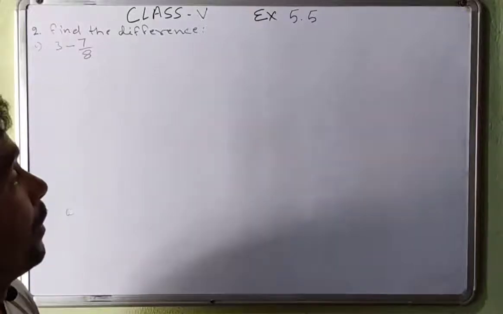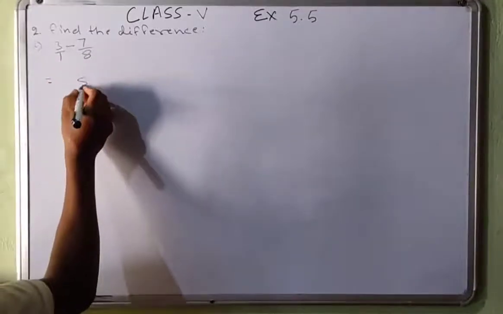Today we are looking at exercise 5.5. Question number 1 is a multiple choice question, so you can tick in your book. Second question, find the difference. First part is 3 minus 7 upon 8.